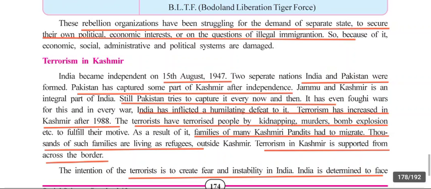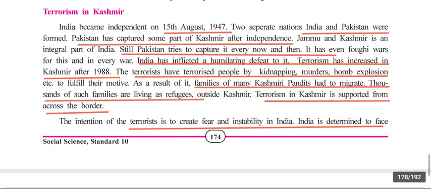Thousands of such families are living as refugees outside Kashmir. Terrorism in Kashmir is supported from across the border. That means whatever terrorism in Kashmir is seen today, I am not talking about the local people rebelling against the government. I am talking about terrorists coming across the border to rebel, to terrorize Kashmir and fight against the government.